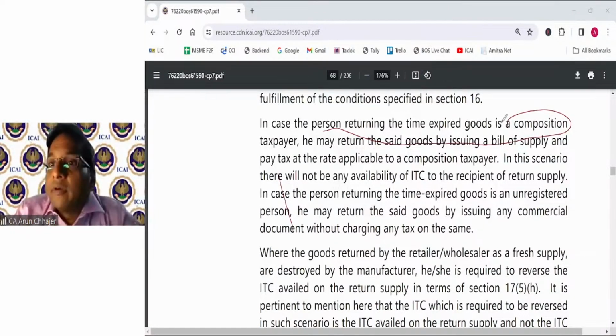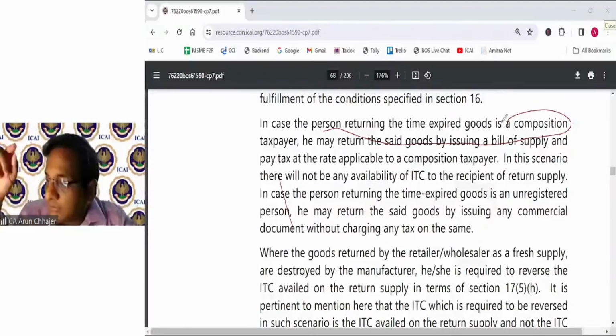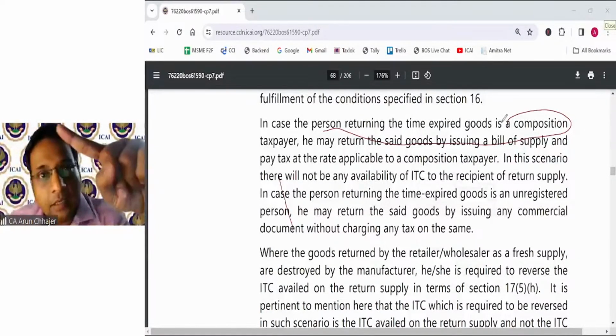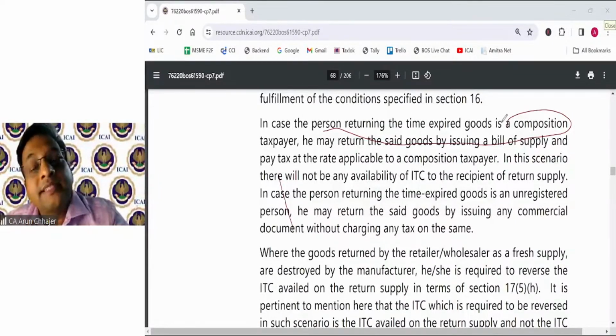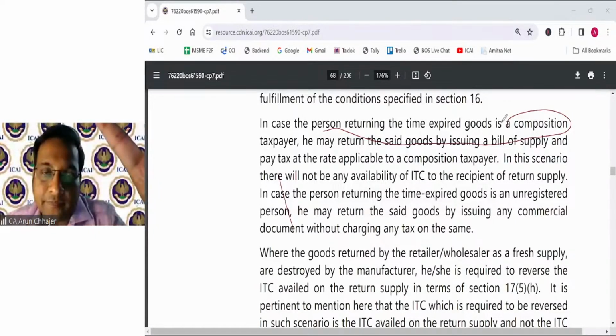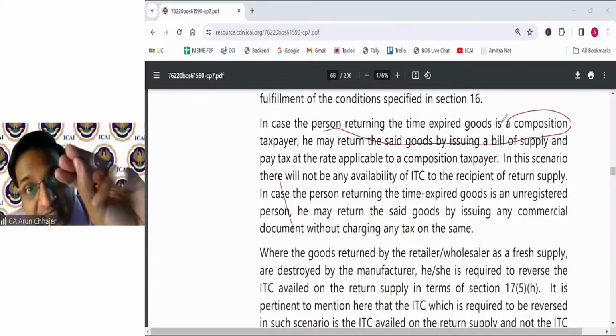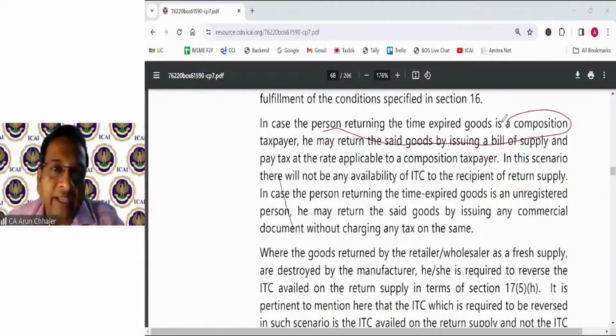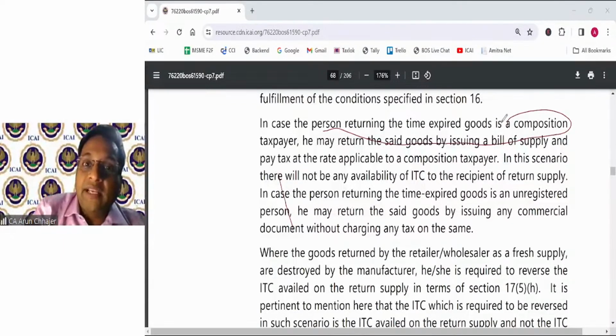That if time expired medicine has been returned, then it can be treated as a fresh supply or the supplier can issue the credit note. Then if he is treating it as a fresh supply, what could be the value? He can take the value as per the value at which he purchased. Then it talks about the case where the customer is a composite dealer, then what? If the customer is a composite dealer, then what?